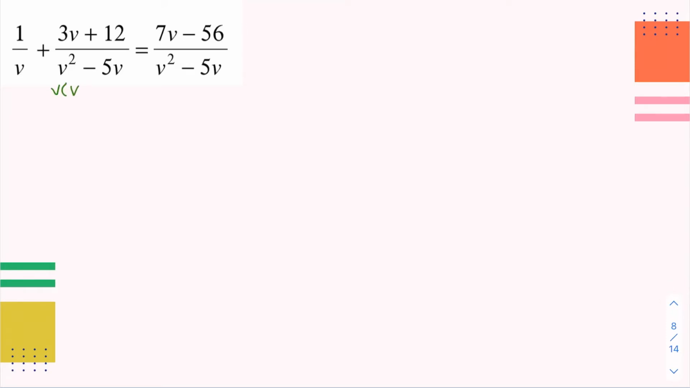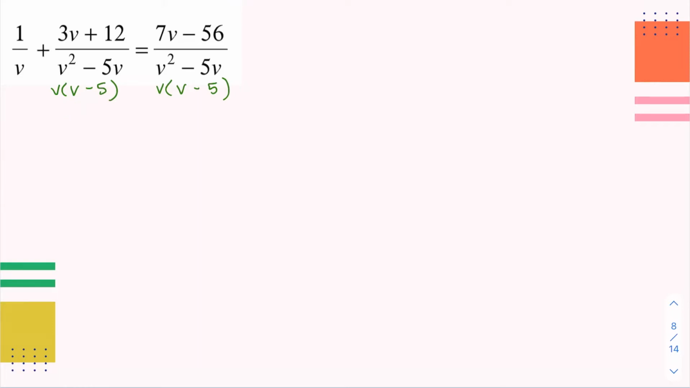So these will factor to V times V minus 5. Remember, factoring out a GCF is kind of like reverse distributing, right? You're trying to pull out, if we were to multiply this back in, you would get what we started with.